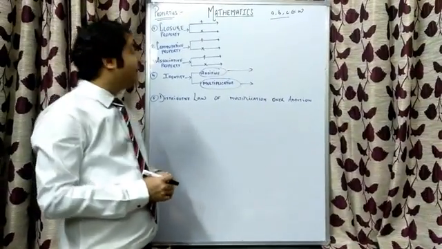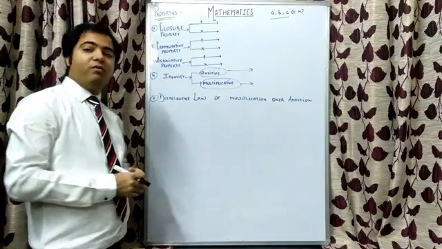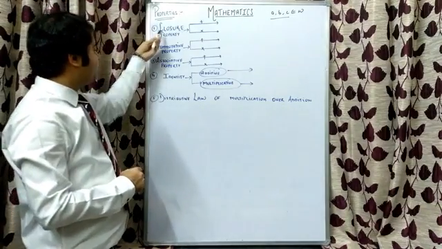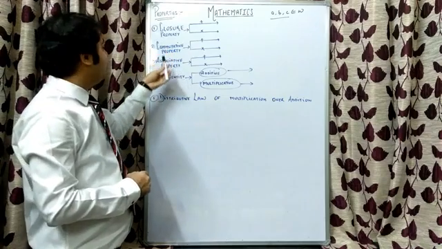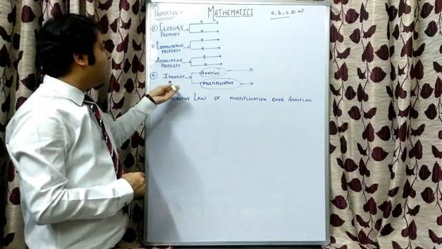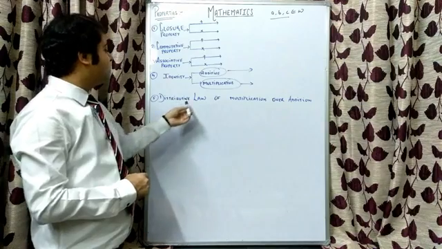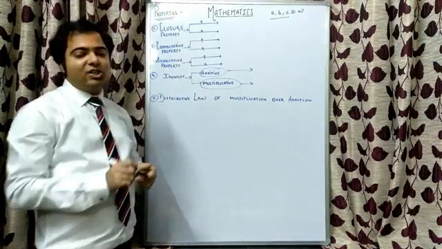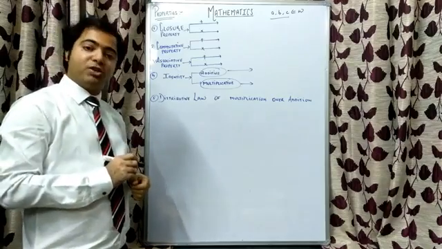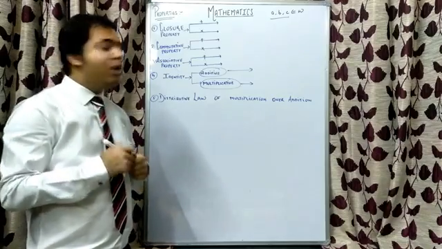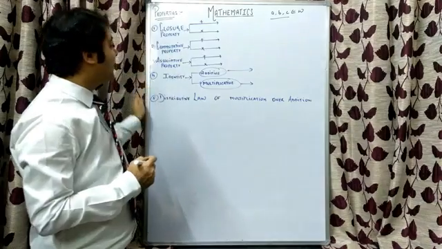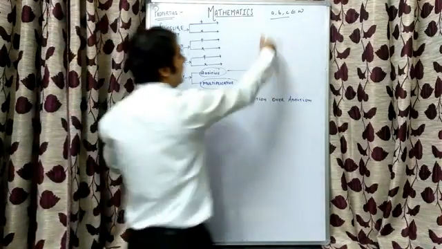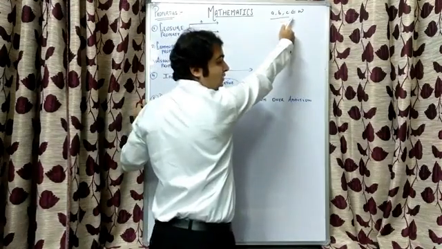Children, now we will be dealing with the different properties of whole numbers. The 5 properties that I have written on the board are the closure property, commutative property, associative property, identity property, and distributive law. All these 5 properties are based on the addition and multiplication operations of whole numbers. To understand these properties, let us assume 3 whole numbers, namely A, B and C.